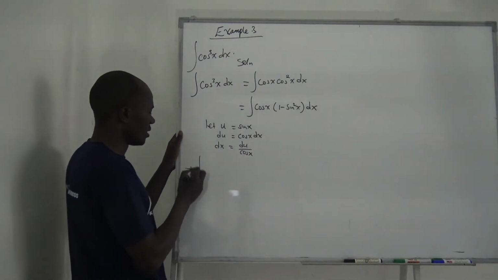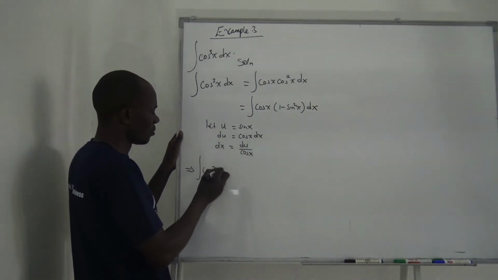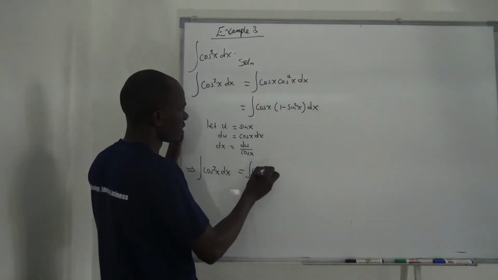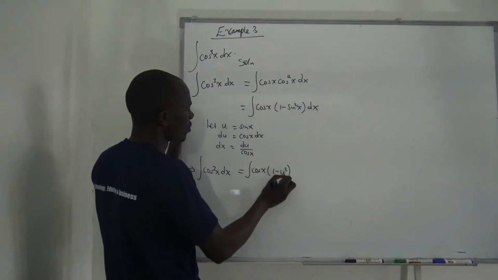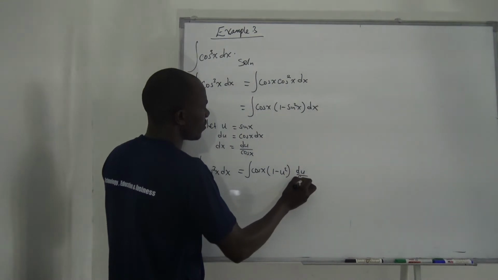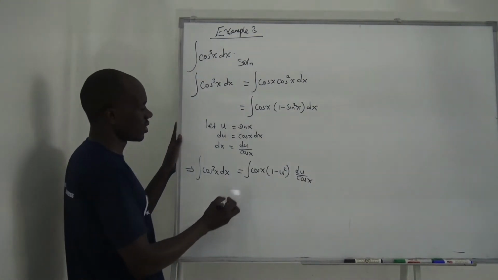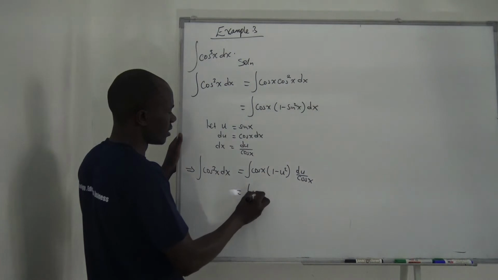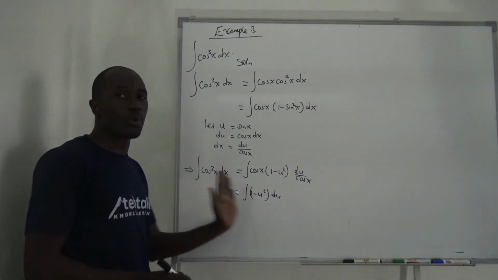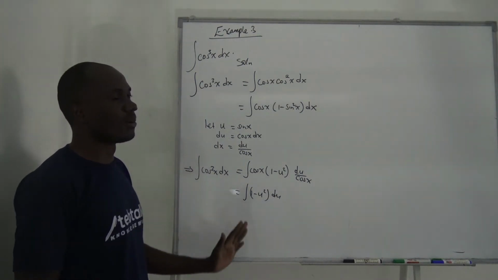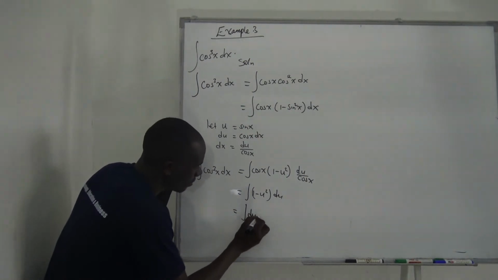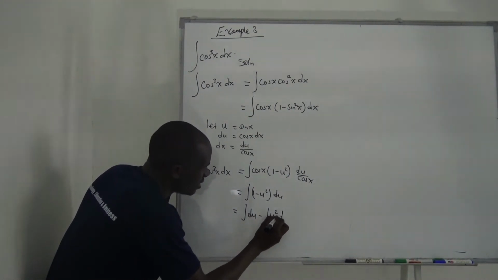This implies that the integral of cos cubed x dx is the same as the integral of cos x times (1 minus u squared), where there is a dx, we put du over cos x. The cos x cancels. We remain with the integral of 1 minus u squared du. So here we integrate every term with respect to u. So this becomes the integral of du minus the integral of u squared du.